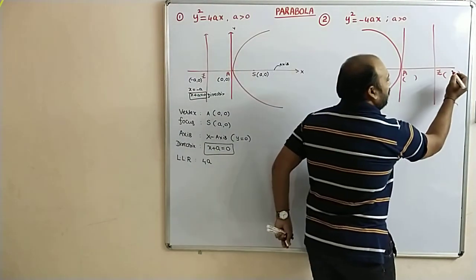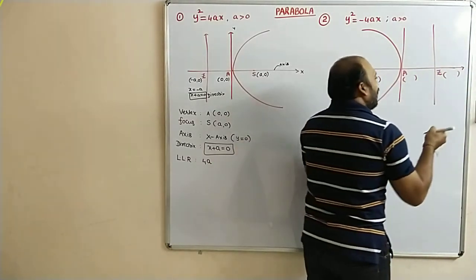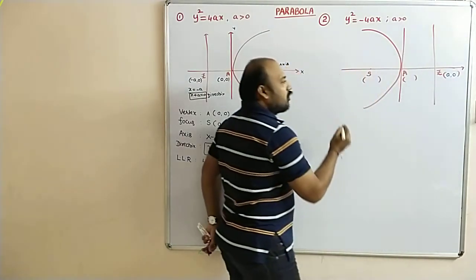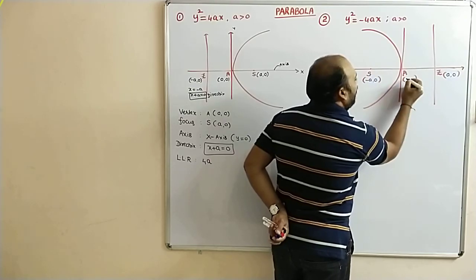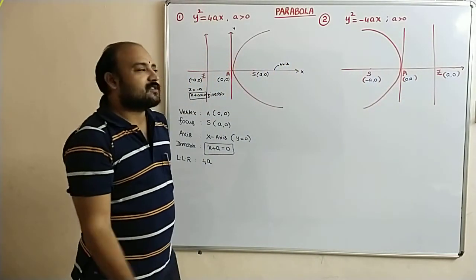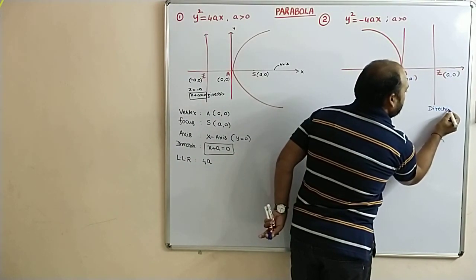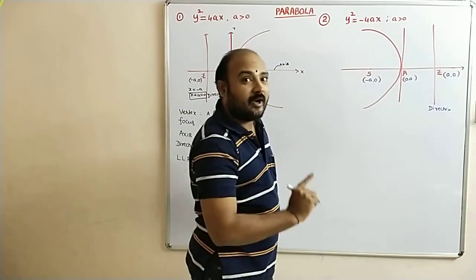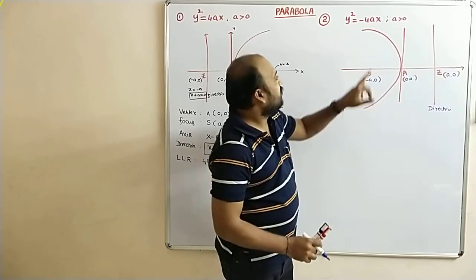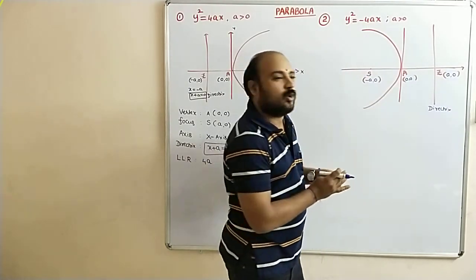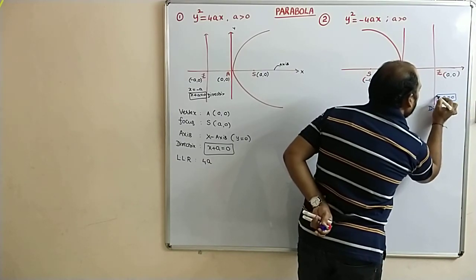So here the coordinates of Z will become a, 0. The coordinates of S will become minus a, 0. Vertex will be the same, 0, 0. This is the directrix equation. Directrix. What is the equation of directrix? I already said that one logic. Here y square equal to minus 4ax. Remove the 4, x minus a is there. So x minus a equal to 0 is the directrix equation.